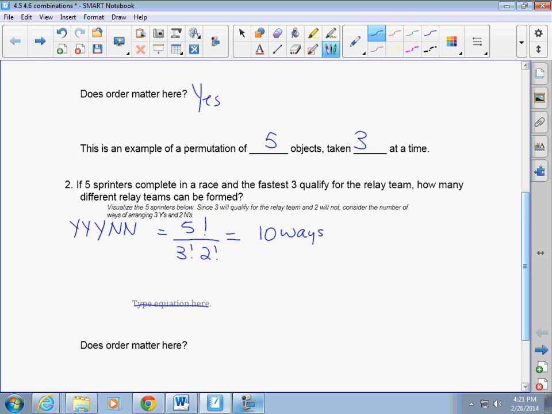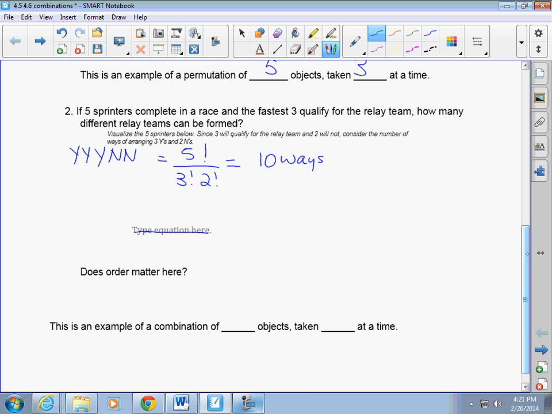Does the order matter here? No, it doesn't. It doesn't say that first, second, and third have to be in a certain order. It's just saying you're going to choose the top 3 in order to go on the relay team. So does order matter here? No. When order doesn't matter, then what you're looking at is a combination of objects. So this is an example of a combination of 5 objects taken 3 at a time.